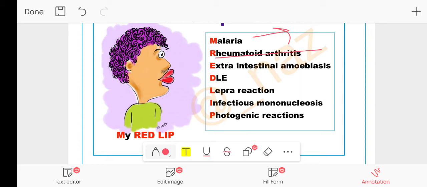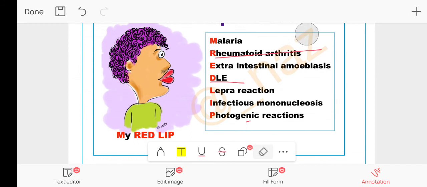So the D is discoid lupus erythematosus. L for lepra reactions. And next is infectious mononucleosis, which is caused by Epstein-Barr virus. And next is photogenic reactions. It is also used for giardiasis. Giardiasis. Okay. The mnemonic is MY RED LIP.